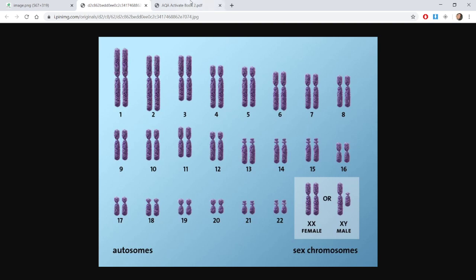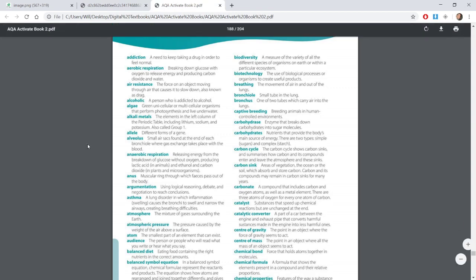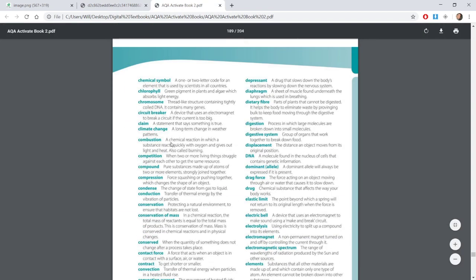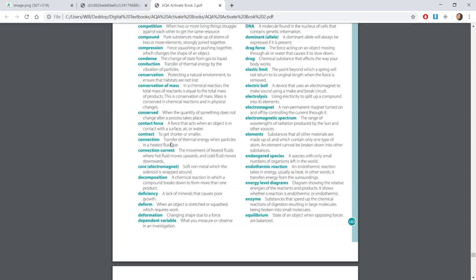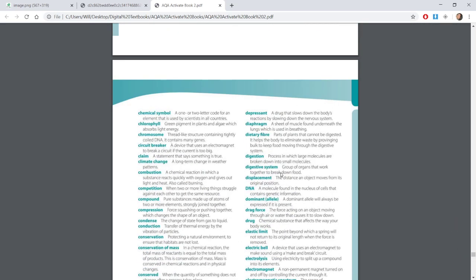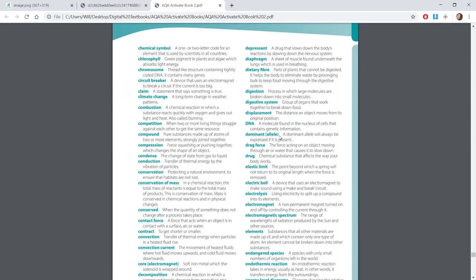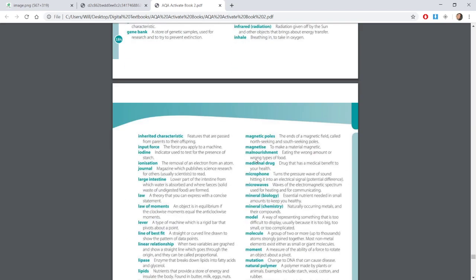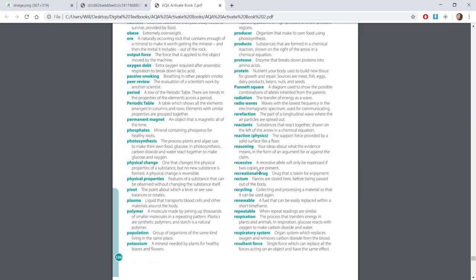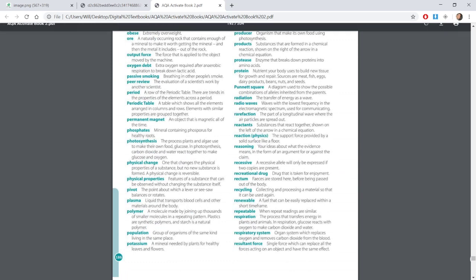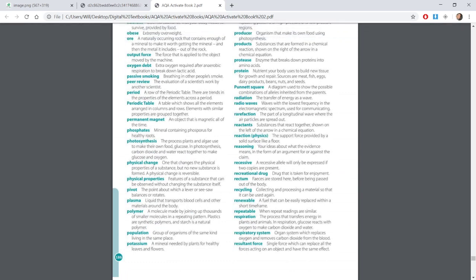This is because different alleles are either dominant or recessive. So here we go. Dominant allele. A dominant allele will always be expressed if it is present. Expressed means it will become a characteristic. The other one is recessive, which you could probably guess is the opposite. Recessive allele will only be expressed if two copies are present. So there's a picture somewhere.